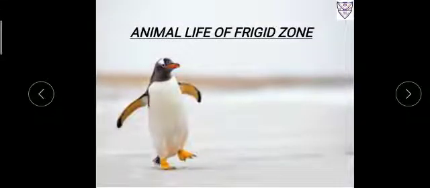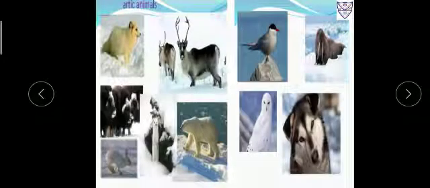Now, let us talk about animal life of frigid zone. A few animals such as reindeer, caribou, bear, fox, hare and musk ox, which have adapted themselves to the severe cold, are found here. Some birds such as Arctic tern and snowy owl are inhabited in this region. These animals survive extreme cold. So you can see such cute animals are there.